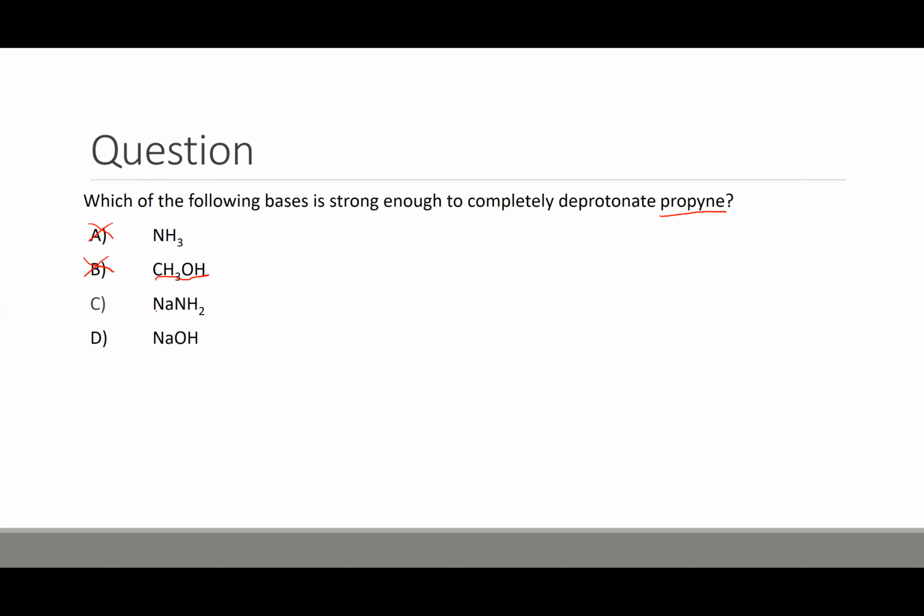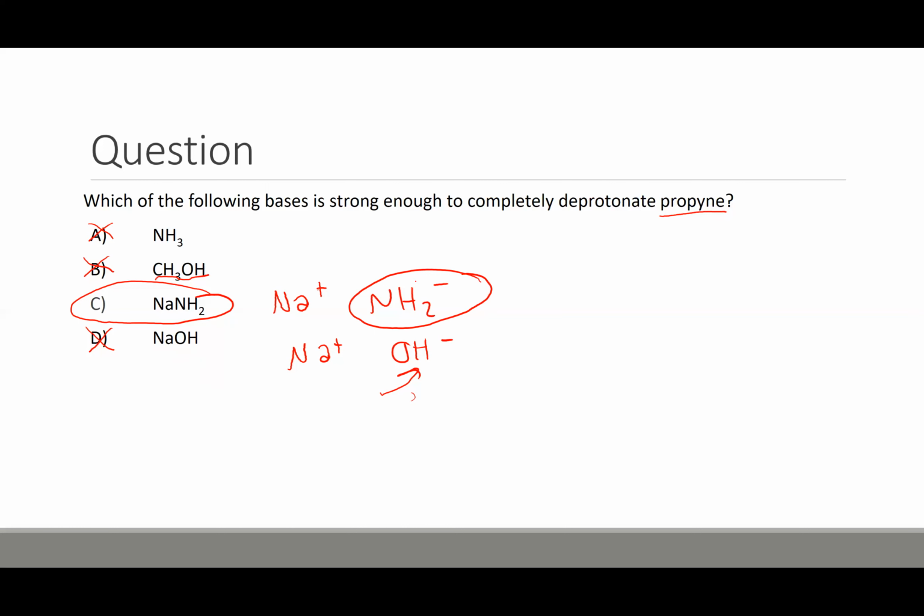Now here we have these 2 salts. Notice when you have something like sodium or potassium or calcium in front of something, that denotes that this is an ionic bond. That means that really this breaks up into this ion pair, and this breaks up into this ion pair. So again, remember when you see these metals bound up to organic molecules that they are an ionic bond. So D will form a hydroxide ion, which we also talked about is not strong enough. But C will form an amide ion, which is strong enough to deprotonate a triple bond.